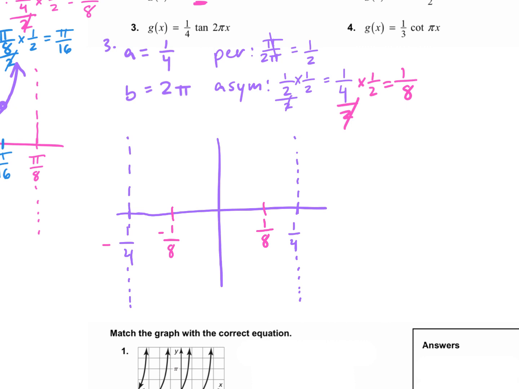And then what else do we need? So we're going to go up 1/4 and down 1/4. Negative 1/4. Now we have our little box there. So where are we going to put our key points once we have our box? The middle, top right, and bottom left. And we just draw our graph.